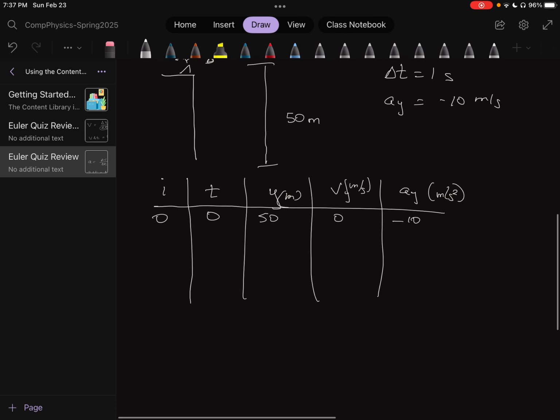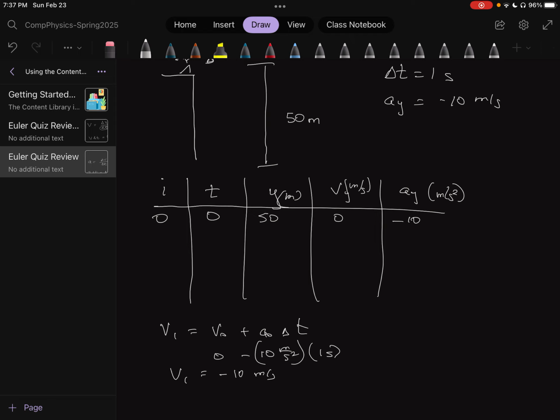Let's say we want to know what v1 is. It's going to be v at the previous step, so v0 plus a0 delta t. v0 is 0. Our acceleration is minus 10 meters per second squared. Our time step is 1 second. And so v1 is minus 10 meters per second. So I can put that in here, make another row for 1. That's going to be minus 10, and acceleration is always going to be minus 10.